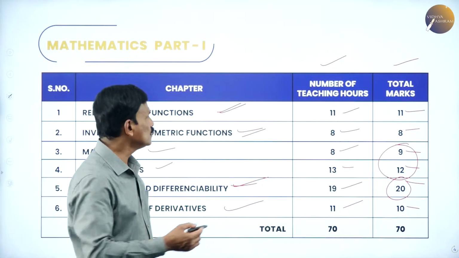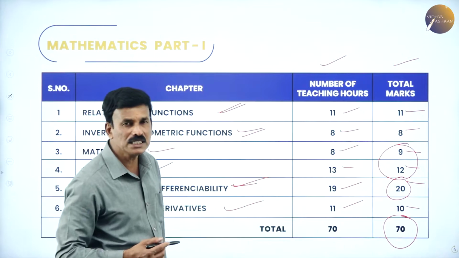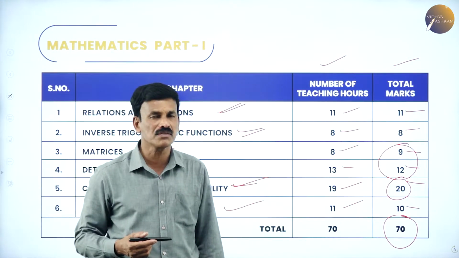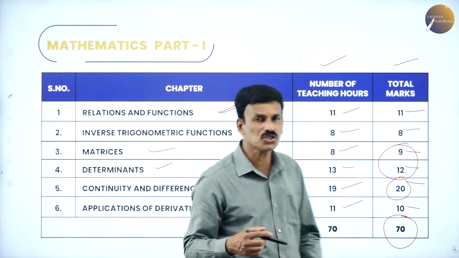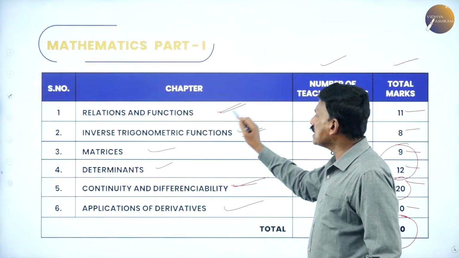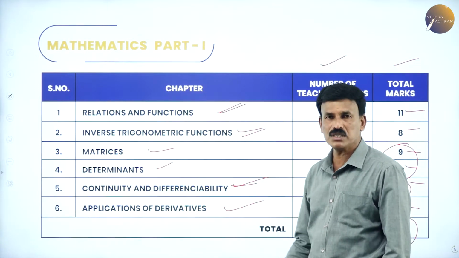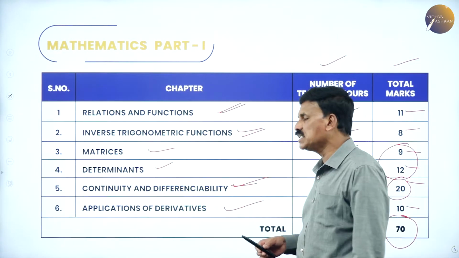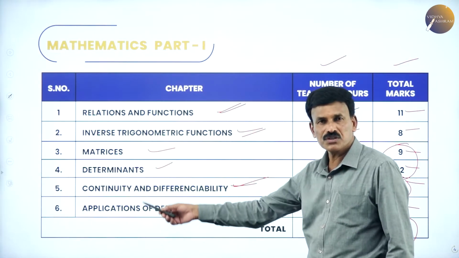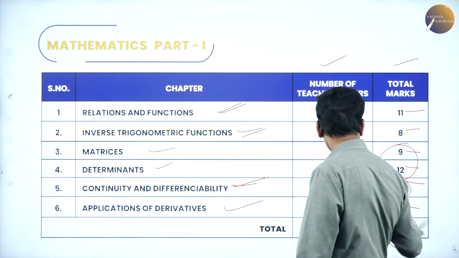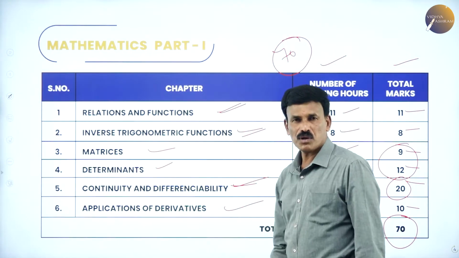So totally, the total marks allotted for part 1 is 70 marks, and the number of teaching hours is also 70. So in part 1 you will get 70 marks. All these chapters are very easy chapters. Now the first chapter is relations and functions, second one is inverse trigonometric functions, third one is matrices, fourth one is determinants, and the fifth one is continuity and differentiability. Whereas the last chapter in part 1 is application of derivatives. Totally we are going to study 6 chapters, and from these 6 chapters we are going to get 70 marks. Okay, this is as far as part A is concerned.